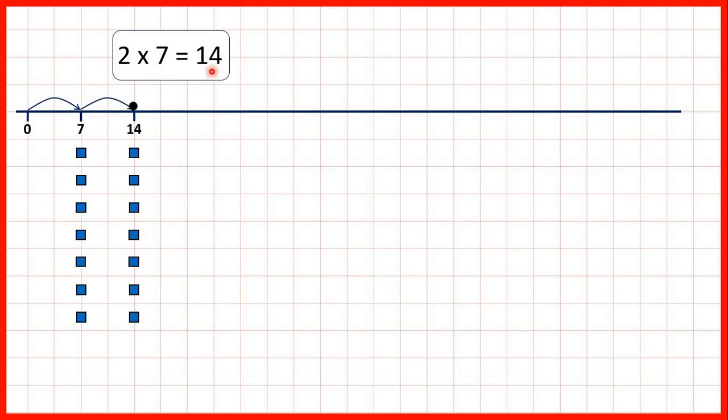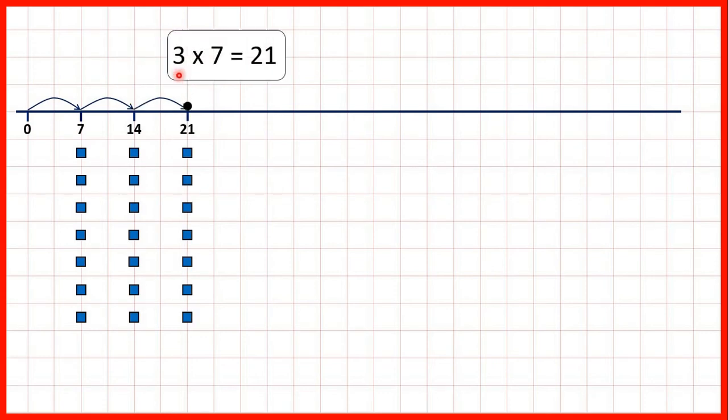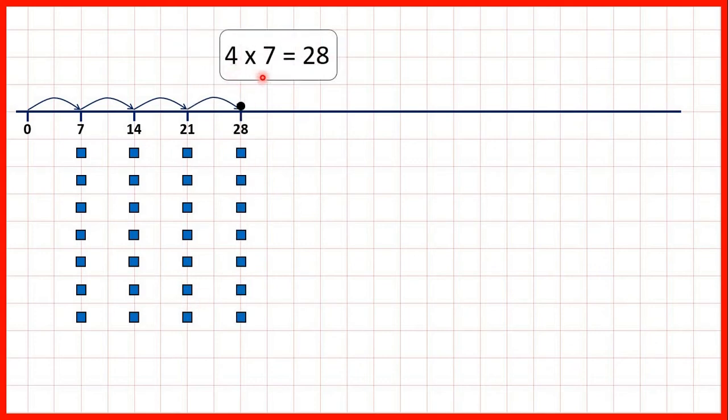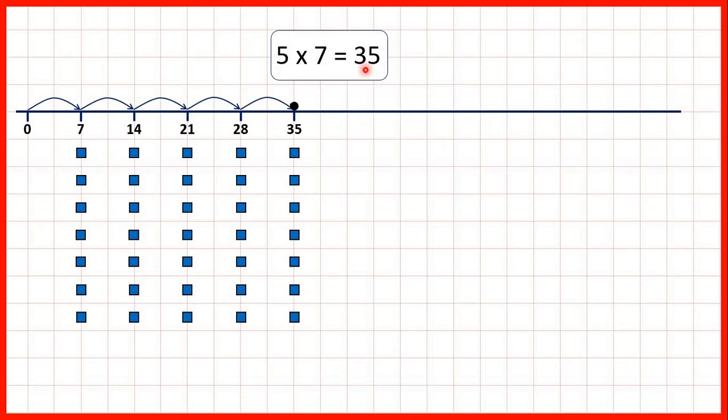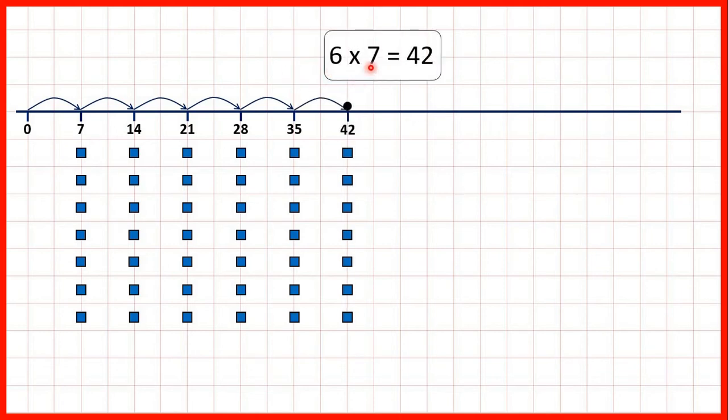Now let's learn our 7 times table. 0 times 7 is 0. 1 times 7 is 7. 2 times 7 is 14, because if we have 2 groups of 7 counters, we have 14 counters. 3 times 7 is 21, because if we have 3 groups of 7 counters, we have 21 counters altogether. 4 times 7 is 28. 5 times 7 is 35. 6 times 7 is 42.